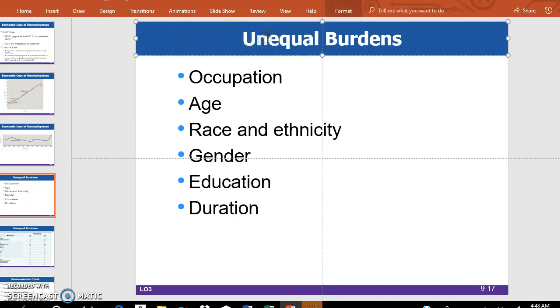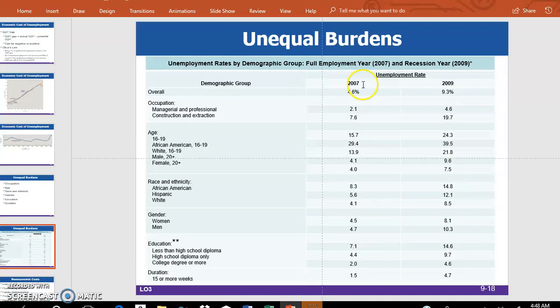Now this is the unequal burden. See, not everyone in this society suffers from unemployment in the same way. Some people suffer more than others. So the unemployment rate affects different sections of the population in different ways. So let us take a look at this. This is information for 2007. This is like a normal year before the Great Recession started, and this is the last year of the recession, 2009. So 2007 you can say is a normal, full employment year, and then 2009 is a recession year, right?